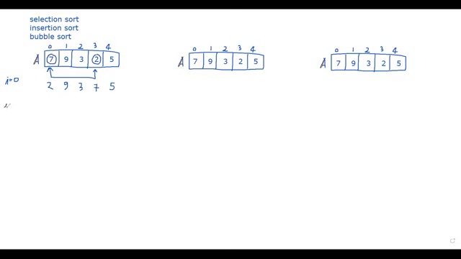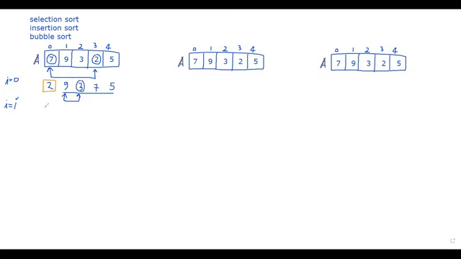Now i is 1. Find the next smallest one, and at this moment we can assume that we have the smallest number at 0, so we will not touch 2 anymore. When i is 1, find the smallest number among these 4. 3 is the smallest one, right? So swap 3 with the number at 1. So 9 and 3 are swapped.